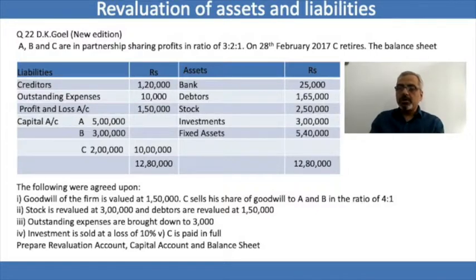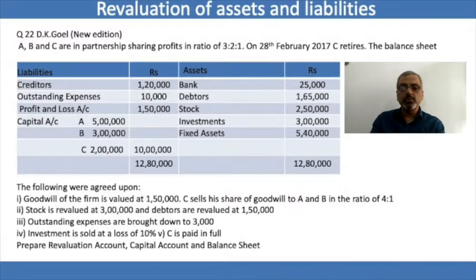Now, next one, stock is revalued at 3 lakh, debtors are revalued at 1,50,000. Very important. You can see over here the value of stock goes from 2,50,000 to 3 lakh, so it is an increase of 50,000, and for debtors there is a decrease of 15,000. Outstanding expenses are brought down to 3,000. It is not brought down by, it is brought down to 3,000. From 10,000, it is brought down to 3,000, so therefore there is a decrease of 7,000. Investments are sold at a loss of 10%, so from 3 lakh, 10% is 30,000. So investments are sold at 2,70,000.